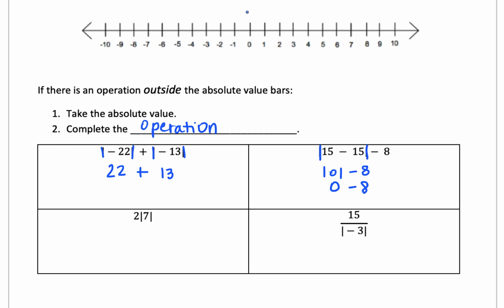Now we can use our number line to help us. If I start at 0 and I want to subtract 8, that means I need to count back to the left 8 spaces on my number line. So 0 minus 8 would be the answer of -8.